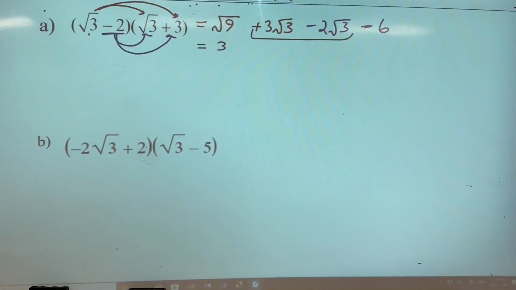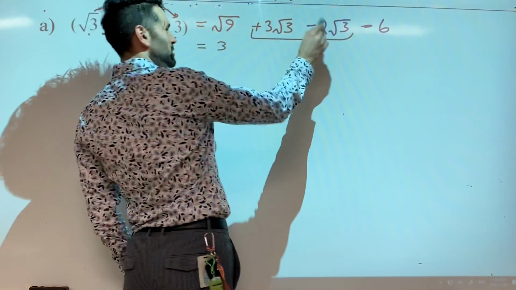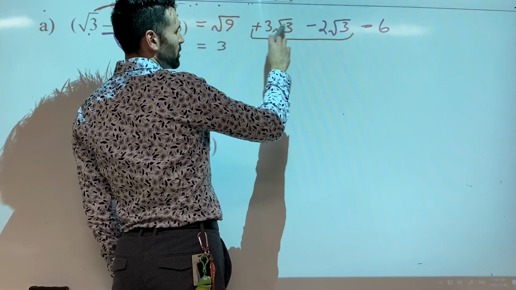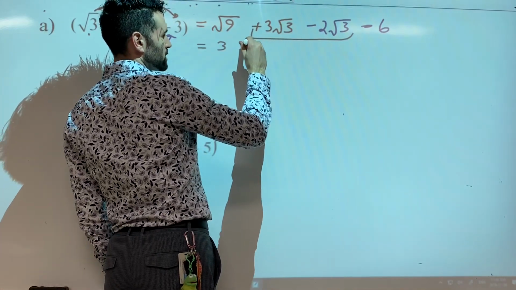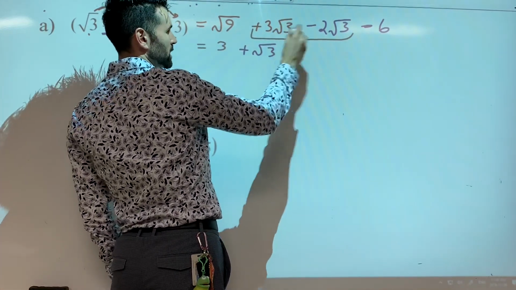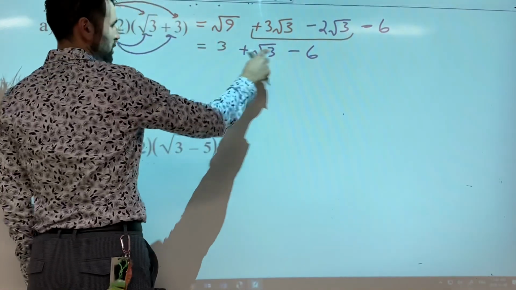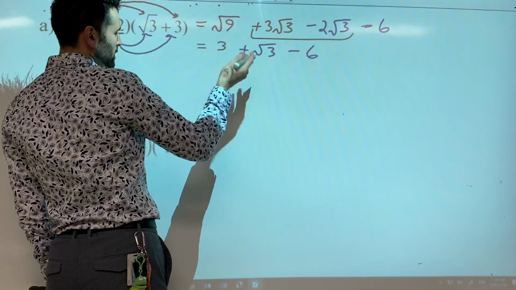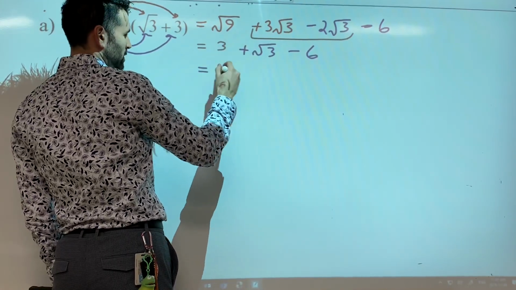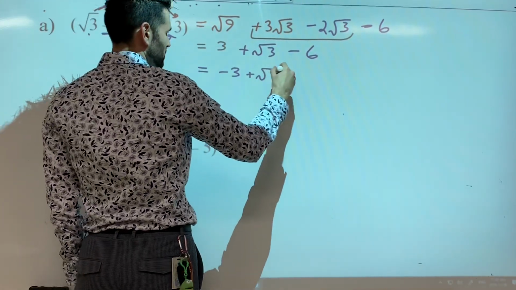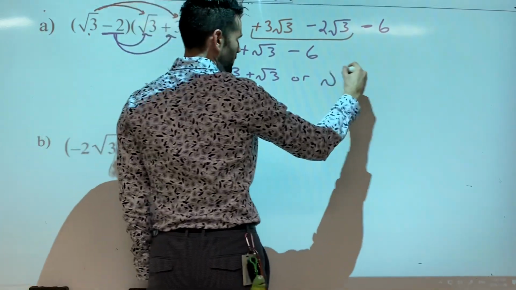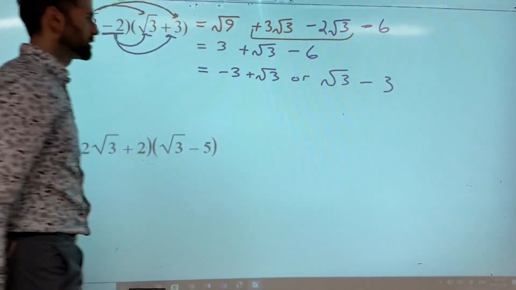So we were just saying those are like terms because they have the same radical component, same index, all that stuff. So then we can write it as what? Plus square root 3, because negative 3 subtract 2 is 1, and then we have this negative 6, and we can go 3 subtract 6 is negative 3. The order you write it in doesn't really matter, so I could write it like this, or you might have written it square root 3 subtract 3. It's fine. Same answer.